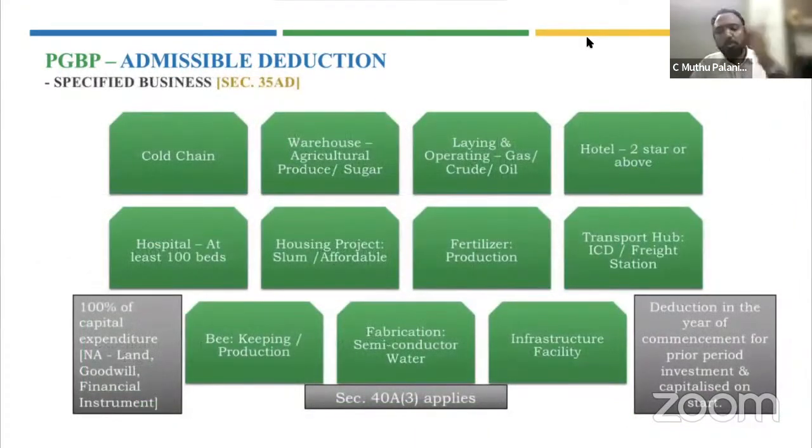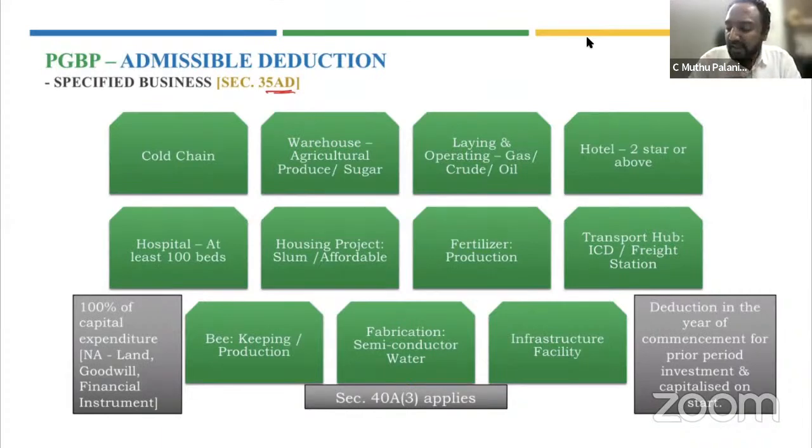Moving on, the next admissible deduction we'll be seeing is section 35AD. 35AD is for specified businesses. When I say specified businesses, I have summarized all the businesses in this one slide. I'm not going to take you through each of these businesses, starting from cold chain to infrastructure facility. There are several businesses, mainly warehouse.